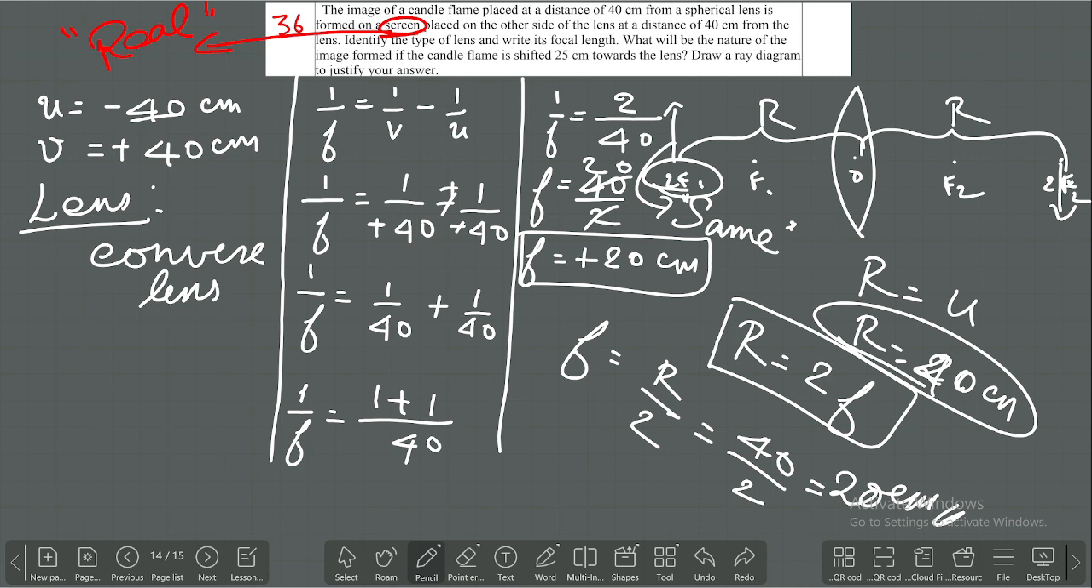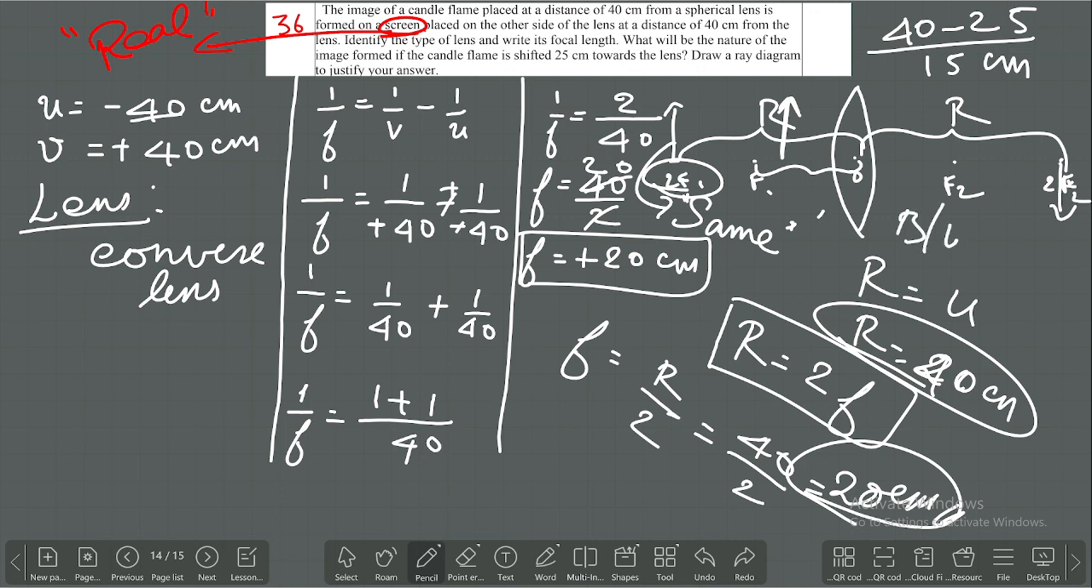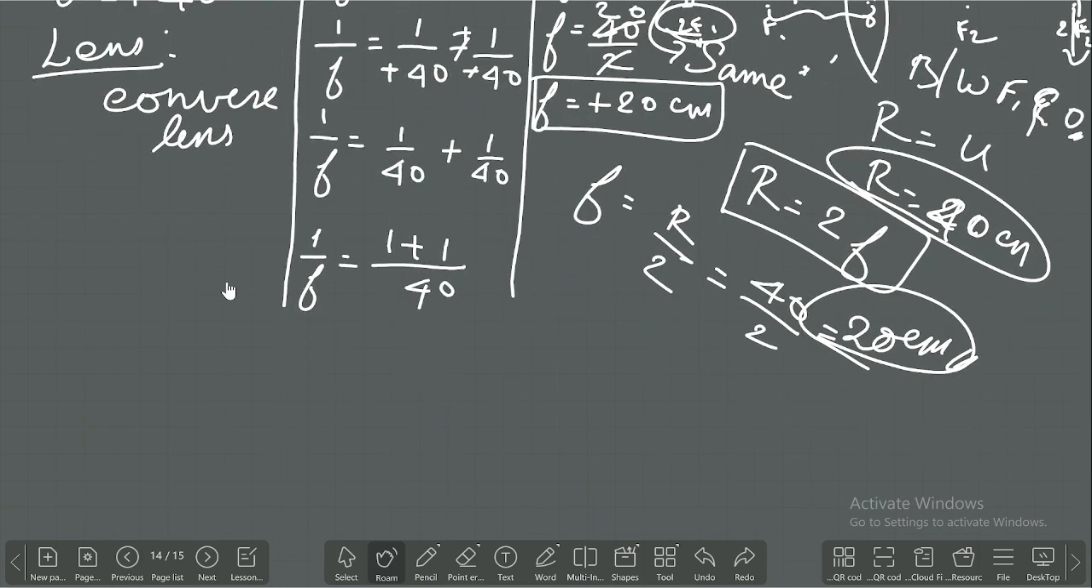Next, what will be the nature of the image if the candle flame is shifted 20 centimeter towards the lens? Initially it is at 40. Now if I am shifting it towards the lens by 25 centimeter, that means 40 minus 25, which is going to be 15 centimeter. The focal length is 20, and I am placing the object at 15. That means the object is located between F1 and the optical center. If it is placed between F1 and optical center, what type of image will we get? The nature of the image is going to be virtual.